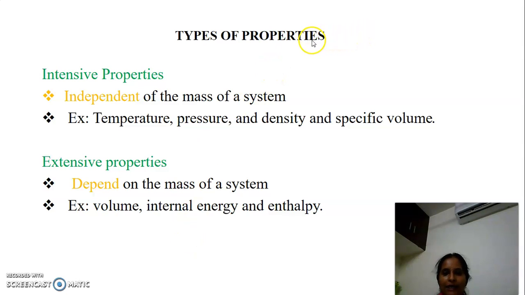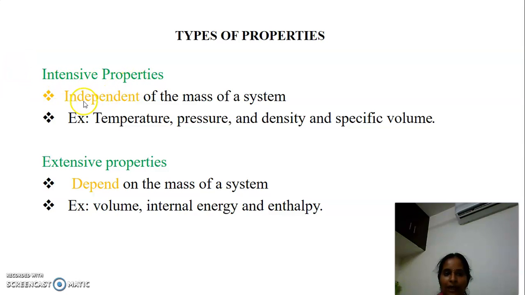Types of properties. Properties are very important, and their units of measurement are also essential to learn, because unless you know the units, unit conversions, unit simplifications and equalization, you cannot solve the problems in thermodynamics. This is purely a problem-solving subject. Intensive property and extensive property.